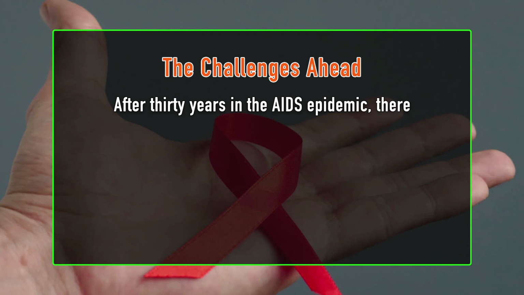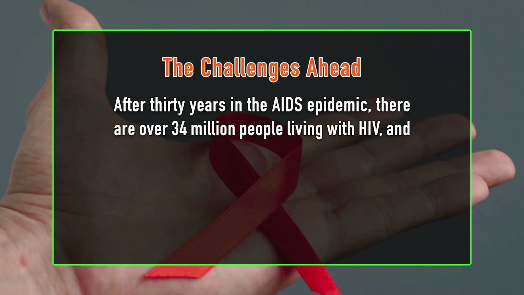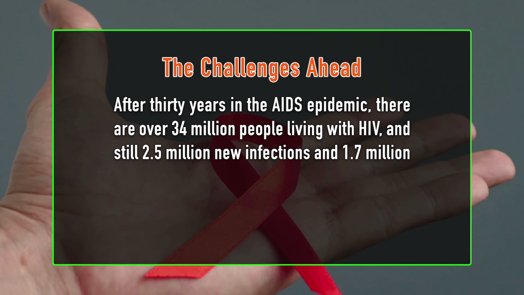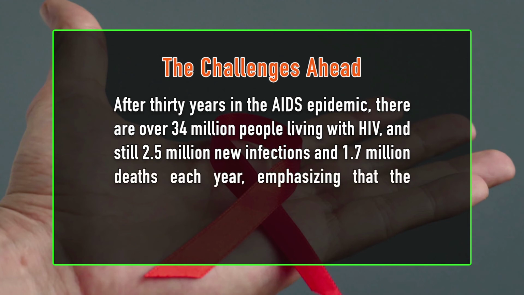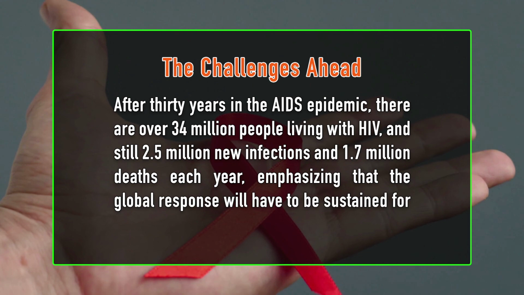The challenge ahead: after 30 years of the AIDS epidemic, there are over 34 million people living with HIV and still 2.5 million new infections and 1.7 million deaths each year, emphasizing that the global response will have to be sustained for at least several decades. There is now an impressive array of evidence-based interventions that can be implemented to treat established infections and prevent new ones. Studies among high-risk populations have shown that HIV prevention can work even in the most challenging settings.